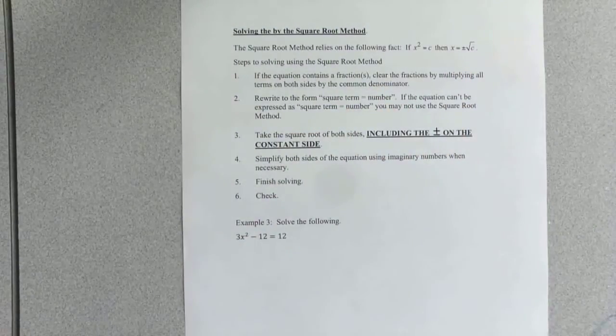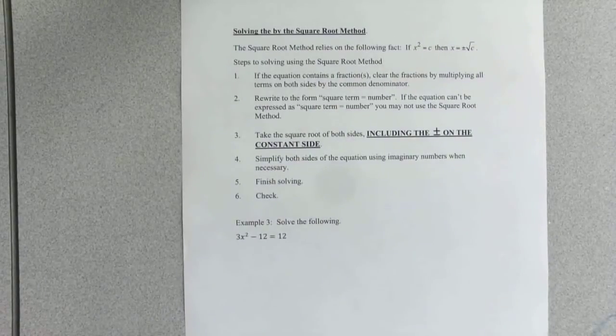So, steps to solving using the square root method. 1, if the equation contains a fraction, clear the fractions. That's always just going to be a common first step. 2, rewrite to the form square term equals a number. If the equation can't be expressed as square term equals a number, you may not use the square root method. So you're not always going to be able to use it.